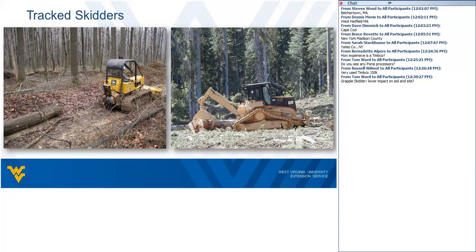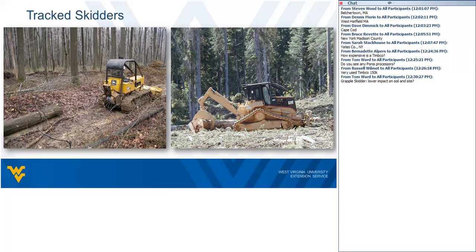Track skidders are the next group of skidders that we wanted to talk about. Basically, these are exactly the same as the previous skidders that we talked about. But instead of having wheels, they actually have tracks, similar to a bulldozer. And these tracks can give you some additional abilities. They can work on slightly steeper ground. They can work on areas that have lower soil strength because they have wider contact with the soil.